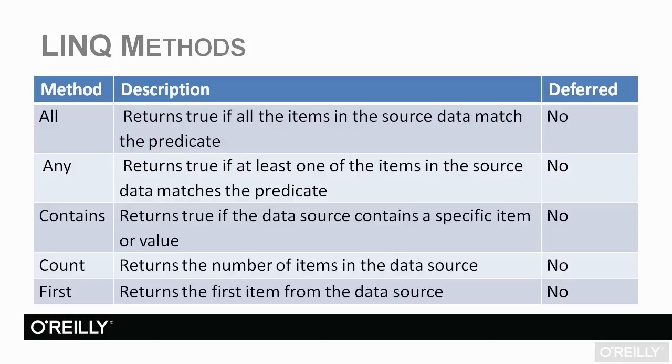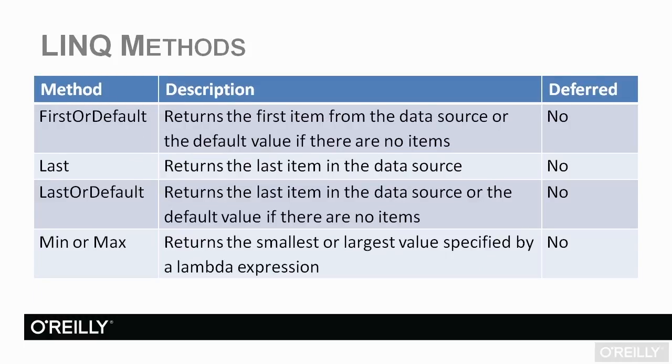The All method is going to return true if all the items in the source data match the predicate, in other words, the where clause. And Any correlates to All a bit, but it will return true if at least one of the items in the source matches the predicate. So this is sort of an "and" or an "or" logic. We also have a Contains method, a Count method, and a First method, and those are all fairly self-explanatory. And because none of those actually return an enumerable collection, none of them are deferred.